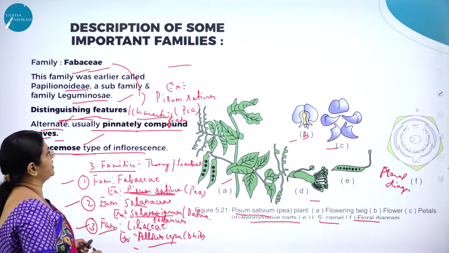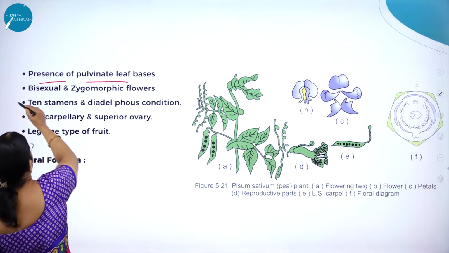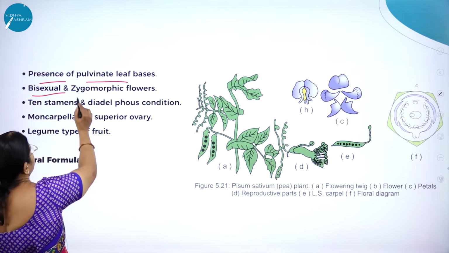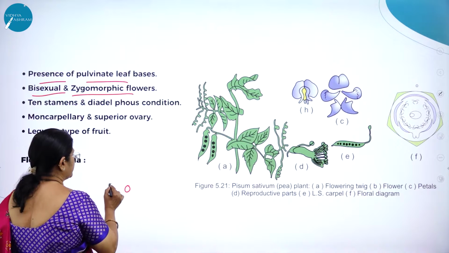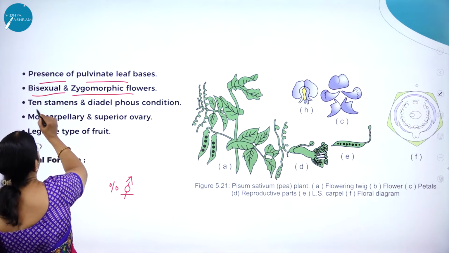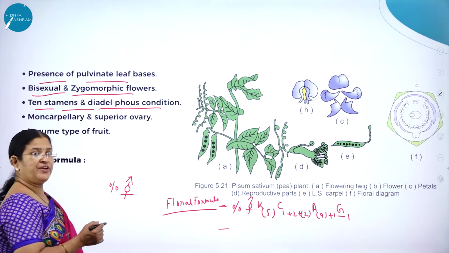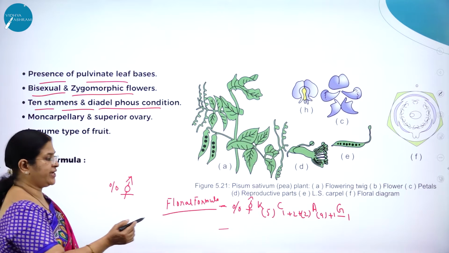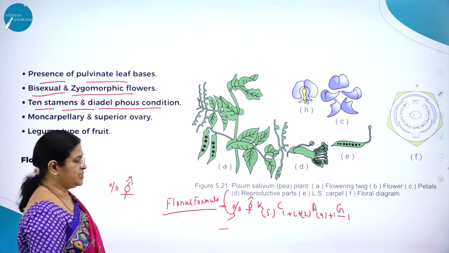Example Pisum sativum. Here you can see presence of pulvinate leaf bases, then it is bisexual, zygomorphic flowers. So whenever you write the floral formula, you can start writing zygomorphic as a percentage sign. It is bisexual, 10 stamens and diadelphous condition. So as I said, how do we write the floral formula? Here you can see the floral formula of this example called Pisum sativum.